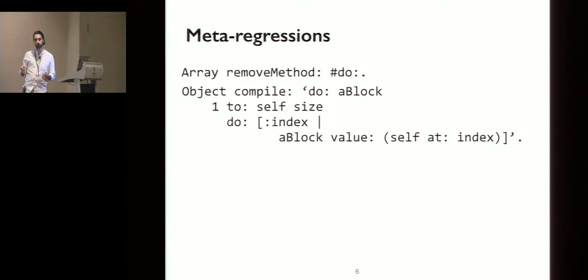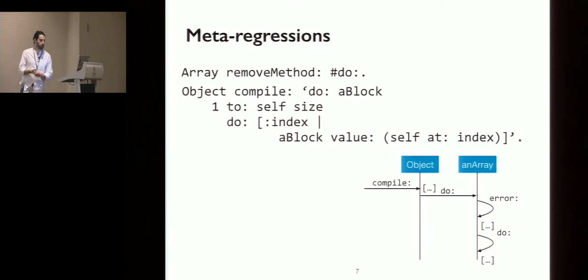Doing that by reflection could look like this. It is fairly simple code that will remove the do method from the array class and will install a new do method in the object class. So far, so easy. But how many of you think that this will work? Okay, nobody. The thing is that this does not work because there is a moment in the program execution where there's no do method, so there's no way anymore to iterate arrays. So if our compile method needs to iterate arrays, then we are screwed.